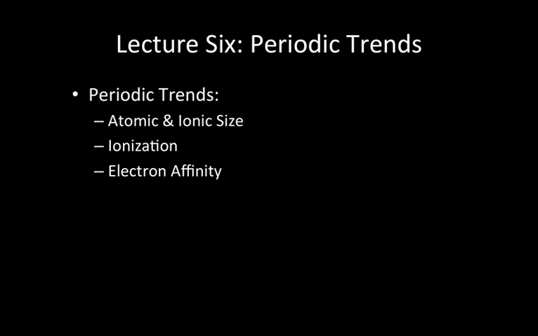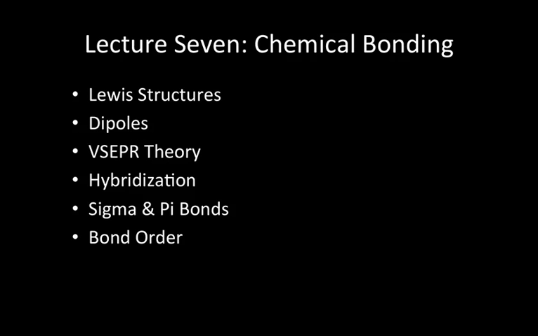Next, we have periodic trends, and the entirety of that lecture is going to be me just describing the three periodic trends: atomic/ionic size, ionization, and electron affinity. Next, we're going to go through chemical bonding, which is going to entail largely just Lewis structures, and dipoles is a very short topic. Now, a little bit of VSEPR theory.